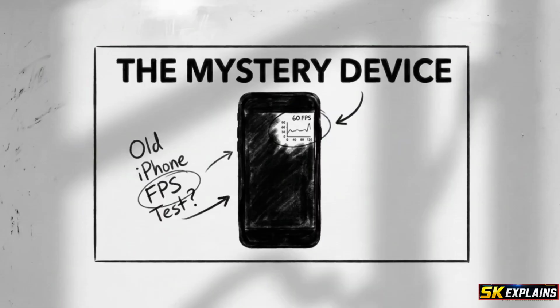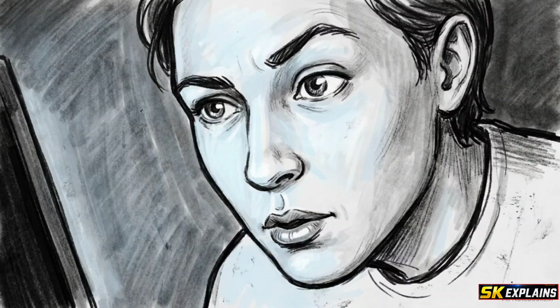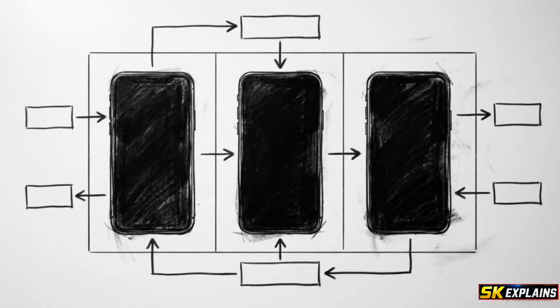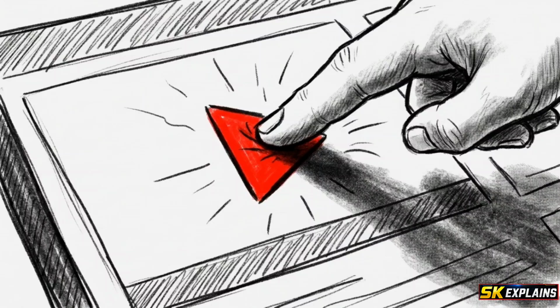Now look at this version. It shows an unidentified phone with an FPS meter and the text, Old iPhone FPS test. This provides only half the information, which casts a much wider net. This creates a curiosity gap. The viewer sees the image, wonders which old phone it is, and reads the title for context. Because they still don't have the full answer, they are much more likely to click.